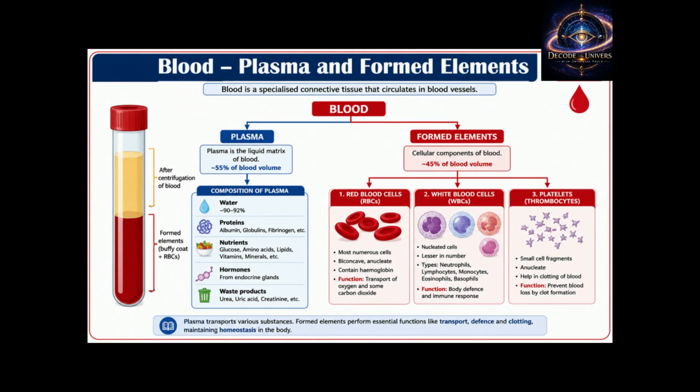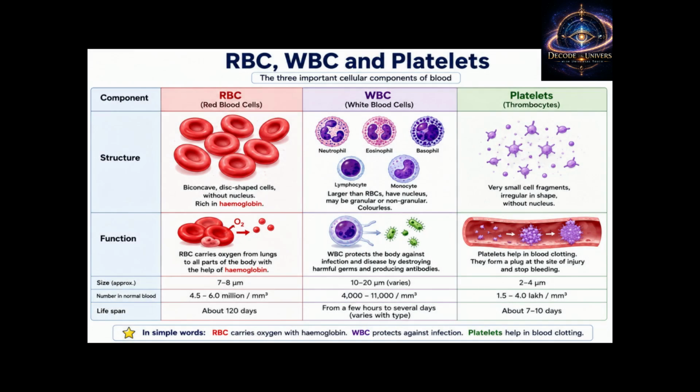Q7. What are RBCs? RBCs are red blood cells that contain hemoglobin and help in transport of respiratory gases. Q8. Why is spleen called graveyard of RBCs? Old RBCs are destroyed in the spleen, so it is called the graveyard of RBCs.